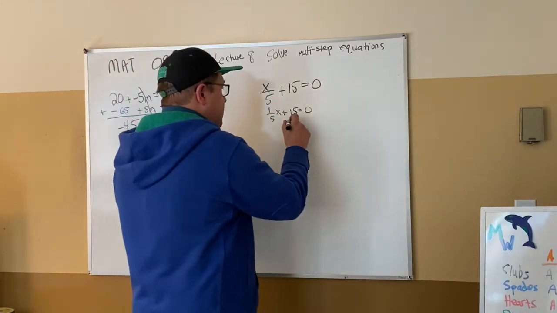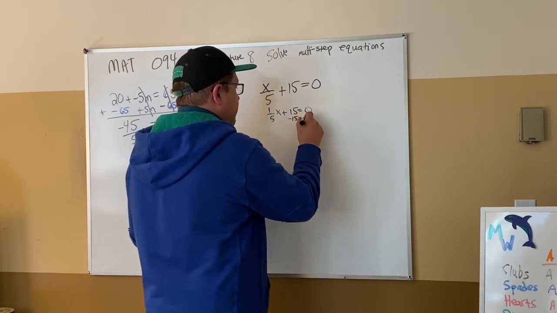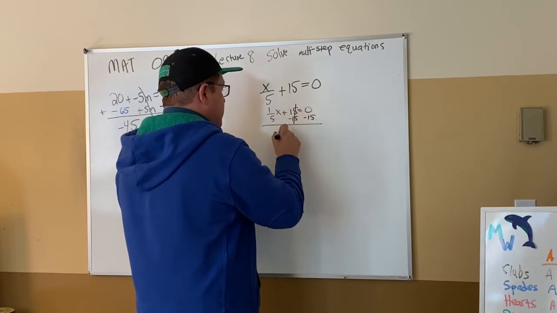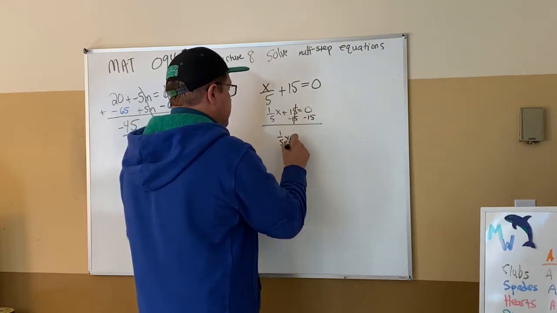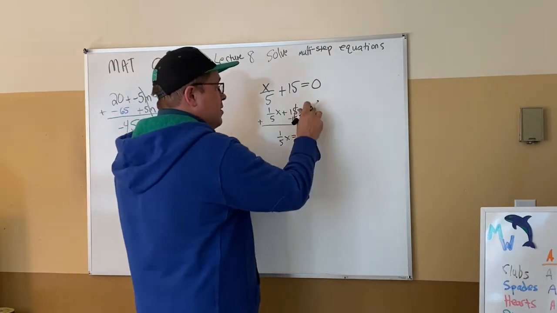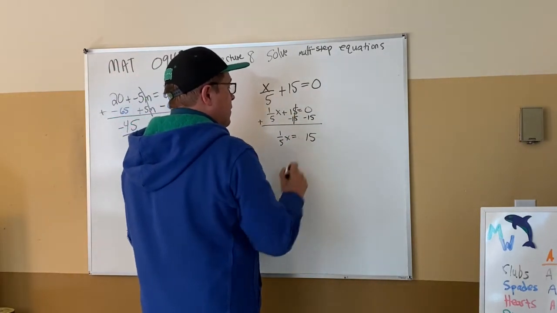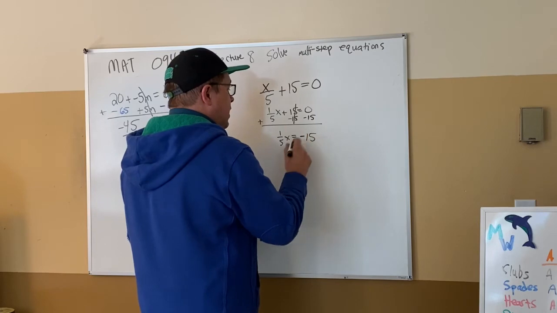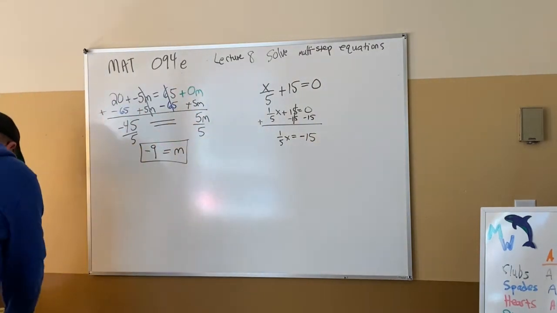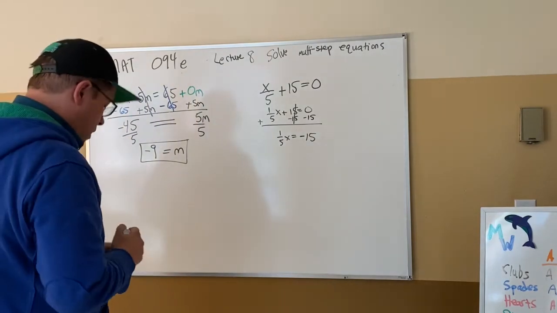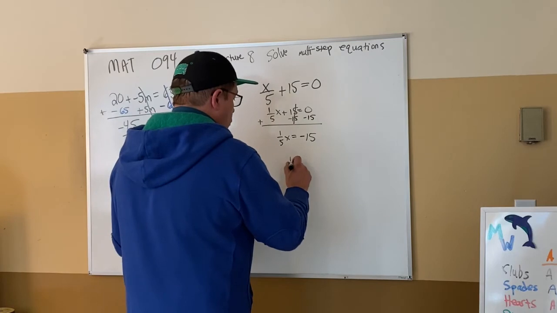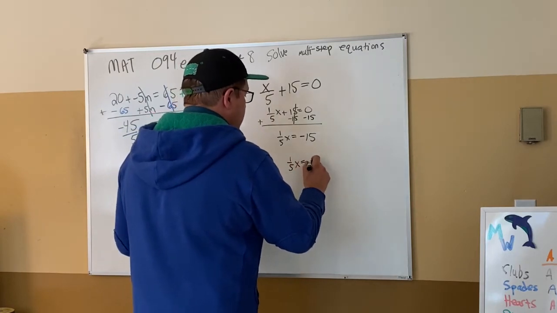I'm going to get rid of the 15. I'm going to subtract 15 off the numbers of each side. 15 minus 15 is gone. This is still 1/5 x. And it equals, when we add 0 plus negative 15, it gets me a 15 that's strong on the negative. So write it again. 1/5 x equals negative 15.